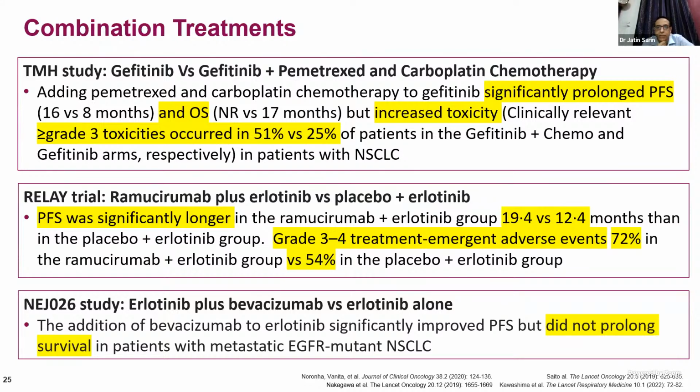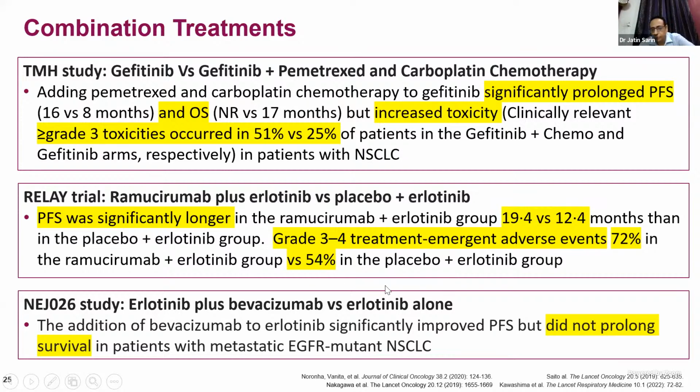Our very own TMS study was a very good study, and it definitely showed comparable PFS and OS, but at the cost of increased toxicity. There were more grade 3 toxicities, which occurred in around 51% of patients. The same goes for a combination of anti-VEGF along with the TKIs. Again, the PFS was definitely prolonged, but the overall survival data was not clear. Plus, there were more grade 3-4 treatment-emergent adverse events.